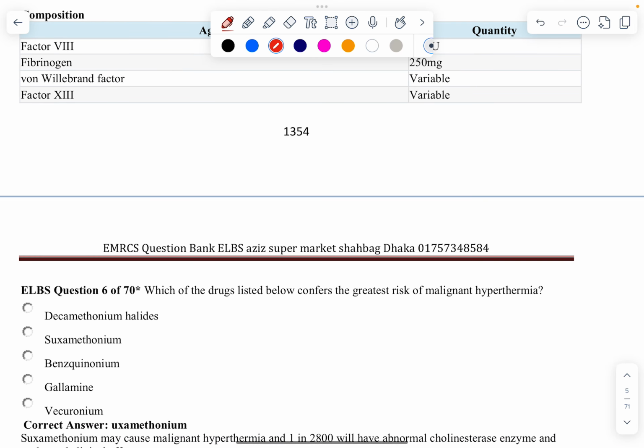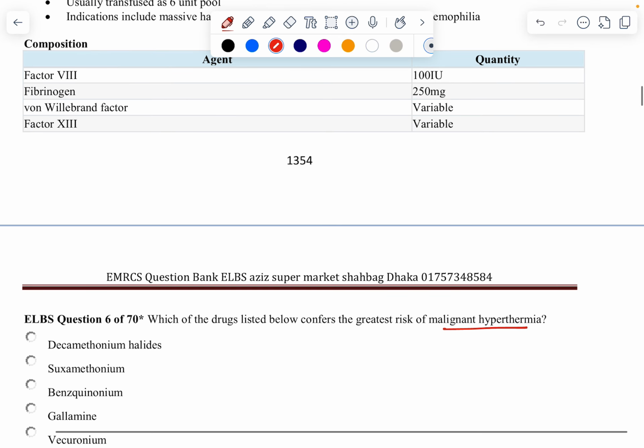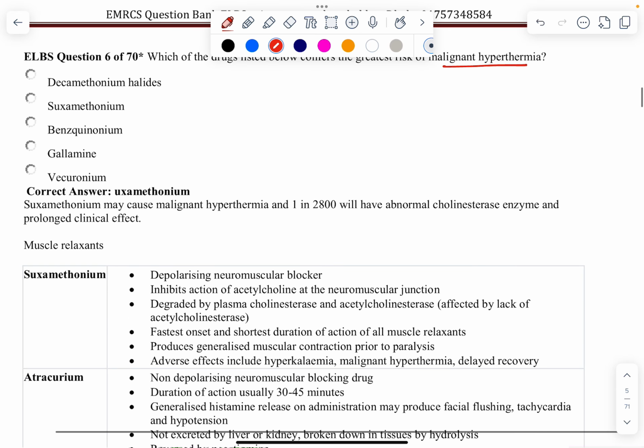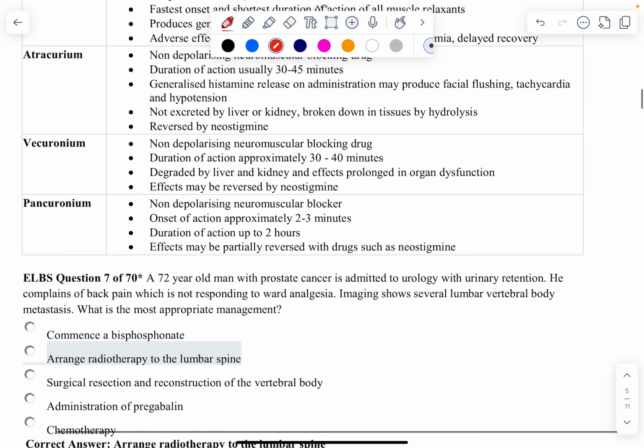Which of the drugs listed below confers the greater risk of malignant hypothermia? Temperature rise, dexamethasone. Again, it is a gas or depolarizing agent, that's why it causes malignant hyperthermia.